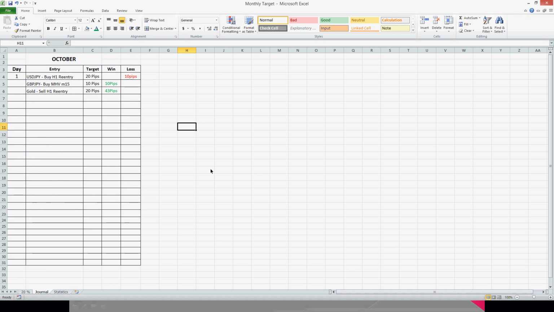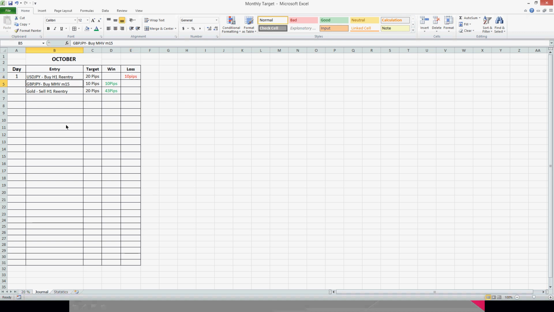So on a daily basis, your journal should look like this. Let's say for example I started on the first day of my trading, and this is the first entry that I did. On USD JPY, I went for a buy on H1 reentry, and my target for this is about 20 pips. However, on that trade I lost 10 pips because the trade didn't work out as planned. So obviously, I lost 10 pips on this.